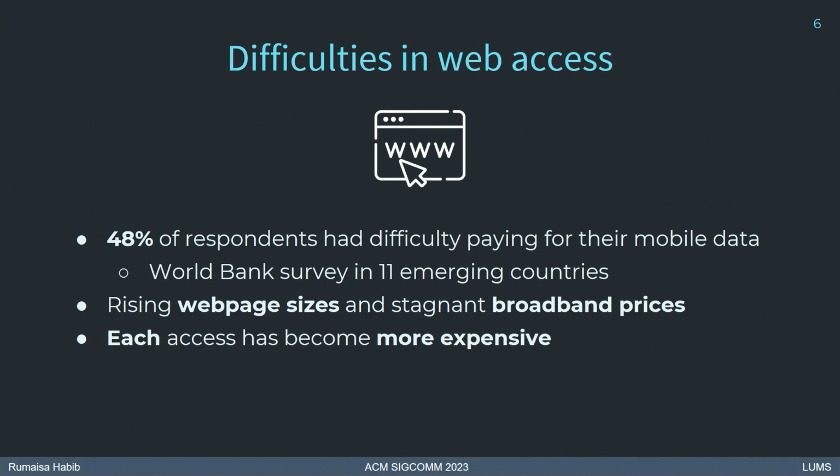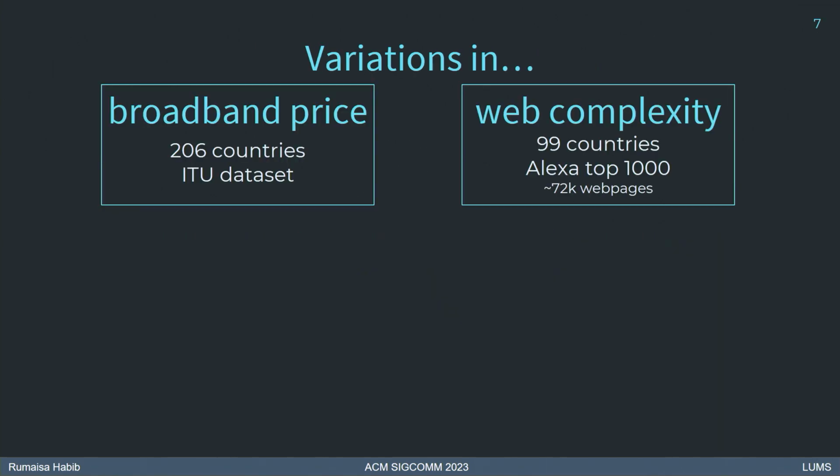This trend isn't getting any better, though. As we see an increase in the complexities of user experience, web page sizes have been on the rise, while broadband prices have remained largely stagnant. This means that each access has become more and more expensive. Access isn't equally expensive everywhere, however, as we see variations in both broadband price and web complexity. We analyzed the broadband prices in 206 countries using the ITU dataset, and we measured and analyzed the web complexities of the Alexa Top 1000 sites in 99 countries, culminating in a total data set of around 72,000 web pages.